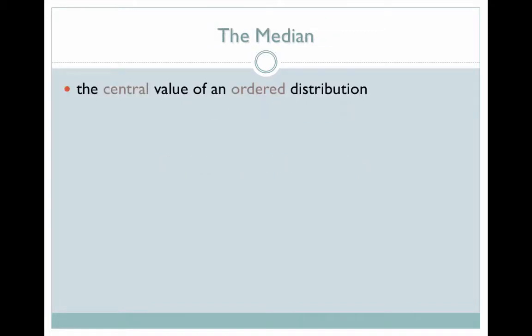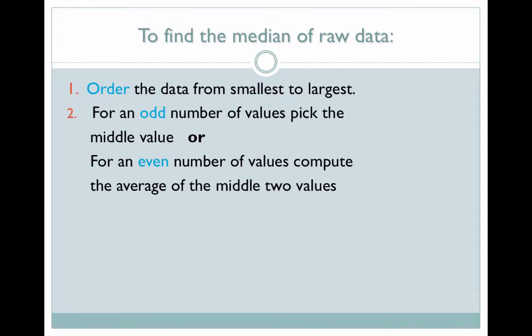Now, the median is the central value of an ordered distribution. The median is the middle, so you make sure that your values are written from least to greatest, or smallest to largest, and then you find the middle value. Now, when you have an odd number of values, when you count into the middle, you're actually going to land on one of the values of the data set. That's great. That's your median.